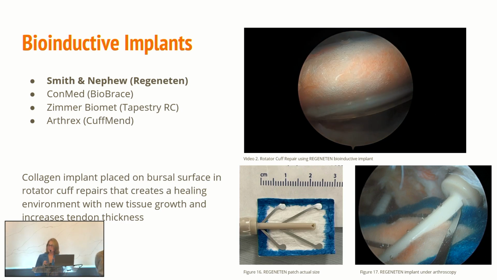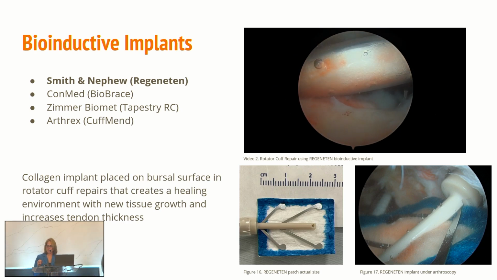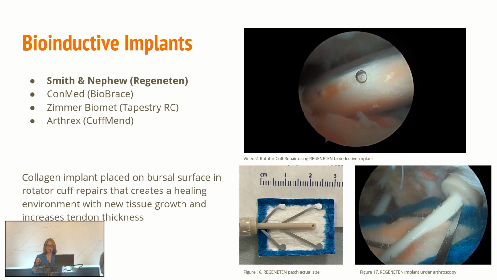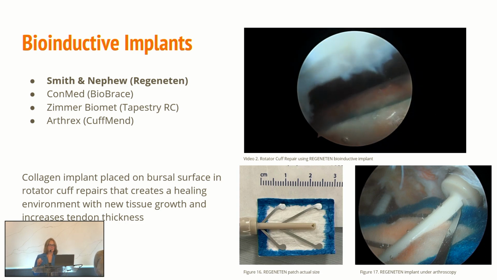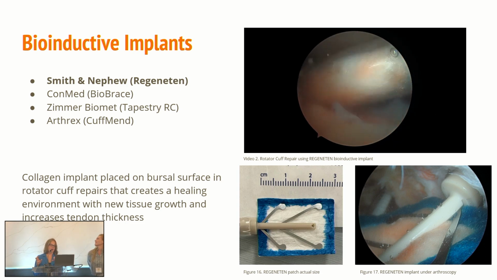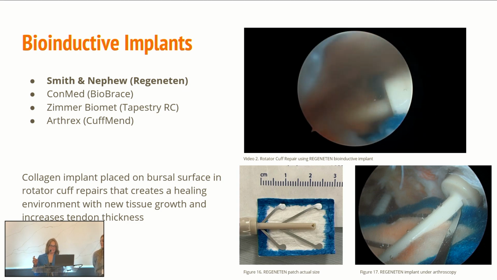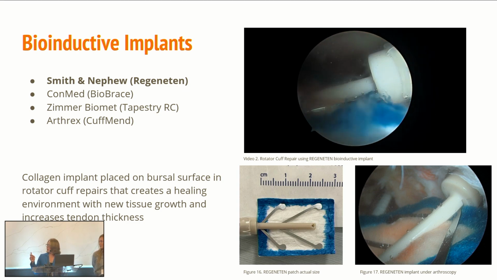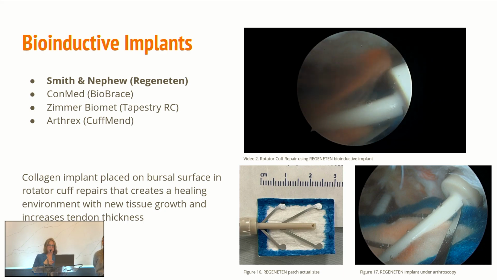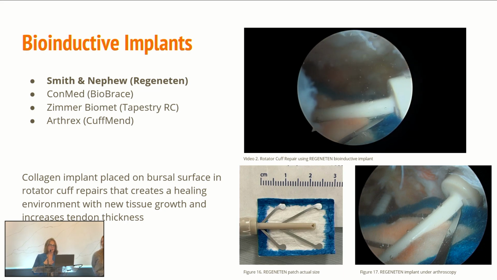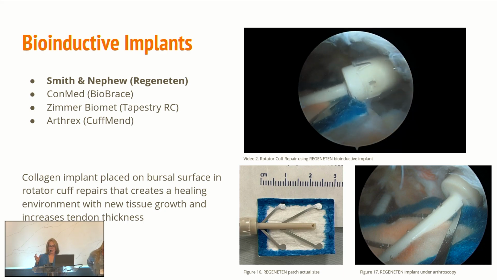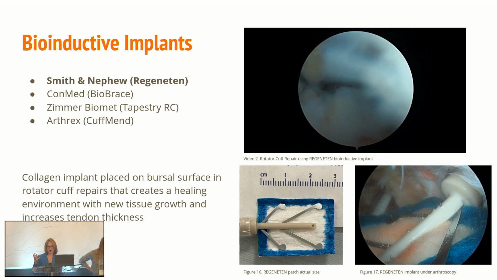This patch is designed to promote tendon healing by stimulating tissue growth and offering a supportive matrix of collagen, regeneration, and rotator cuff repairs. As you can see, there are many options. There are other options, but we choose to use the Smith & Nephew one as it has the most data on it to show its effectiveness.